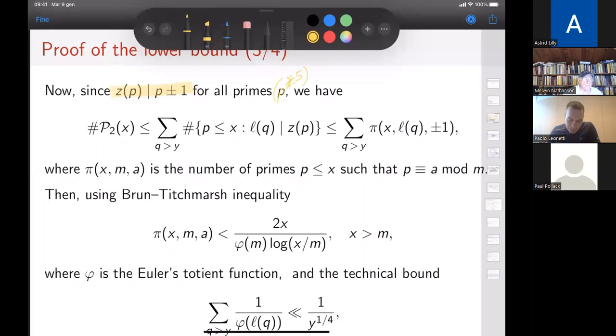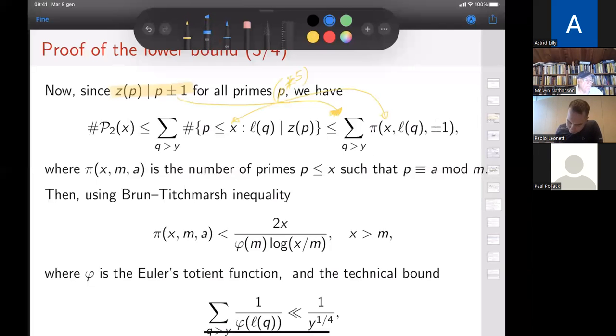So the cardinality of the set P2 is at most the sum of the cardinalities of the primes for which L of Q divides zeta P, where Q is a prime bigger than 1. So now if we use this property here, this is at most the sum of the cardinalities of the primes smaller than or equal to x, this is the same x here, for which modulo L of Q has remainder either plus 1 or minus 1.